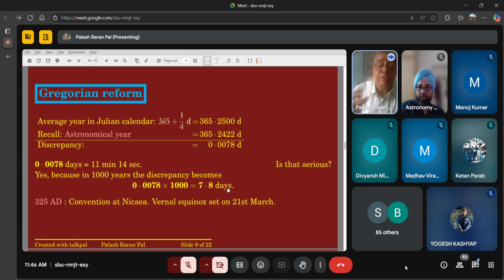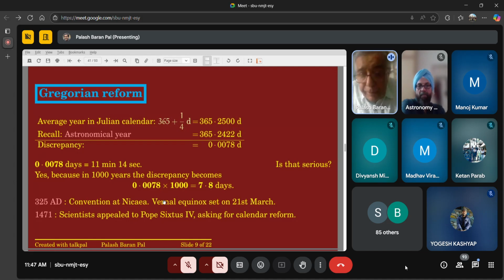Actually, that something needs to be done was noticed as early as 325 AD. There was a convention of the Christian church in Nicaea, somewhere in Western Asia, and it was noticed there that the vernal equinox comes not when it should have come. But then they said that, okay, let's say that the vernal equinox date is 21st of March. But maybe they didn't understand or they didn't care about why it shifted from 21st of March. So they didn't do anything about correcting the calendar, so to say. So this discrepancy started growing again after 325 AD.